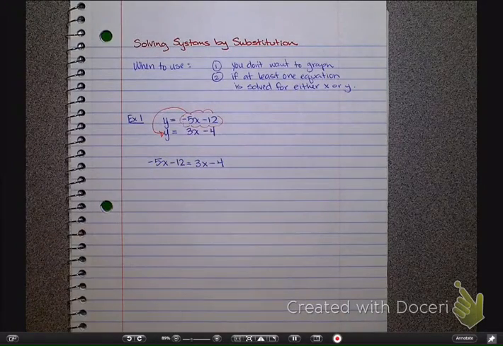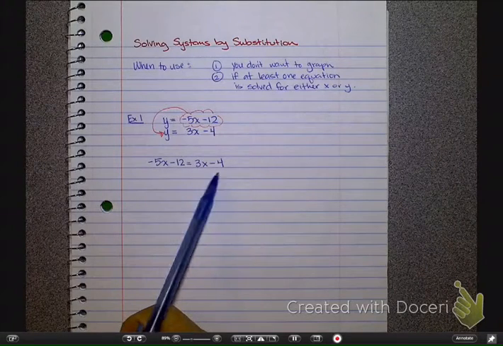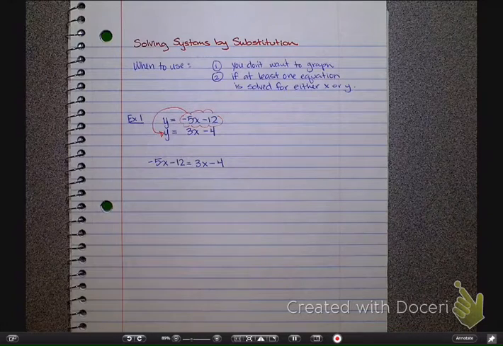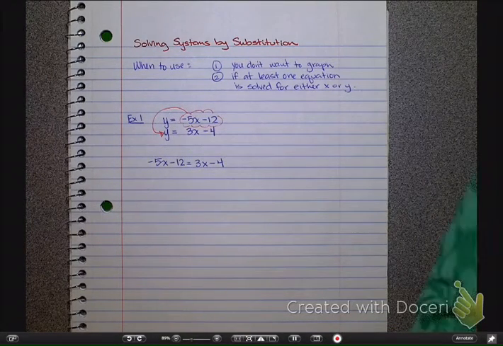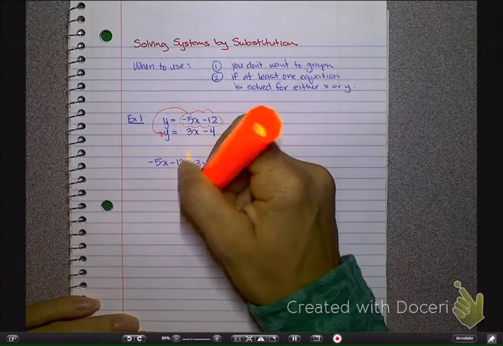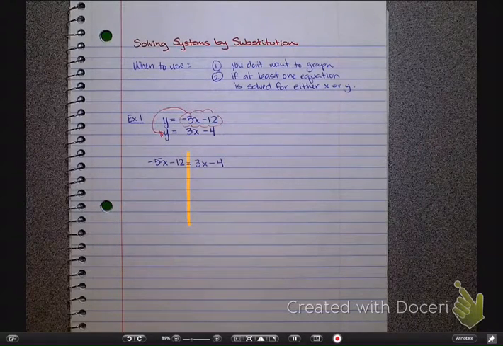Okay, now the whole point of substitution is that you're trying to get one equation with only one variable. So now look at the equation I have now. Does it have only one variable? Yeah, it only has x, right? And so now that it only has x, what I can do is solve this for x. So let's go ahead and draw our line down the middle of our equal sign, and let's start solving for x.